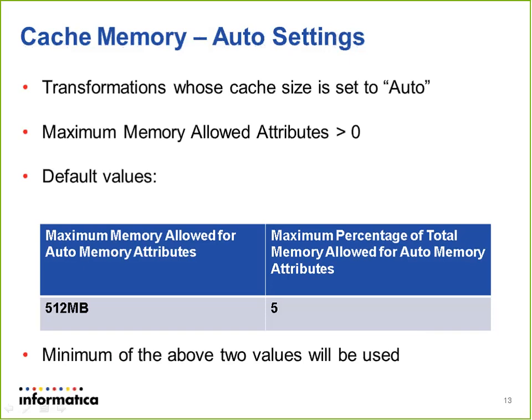You may have a question why there are two options provided for the cache memory. Because the available memory varies on the system due to other applications or system processes running on the same machine at a given point of time. The integration service bases the percentage value on the total memory during the runtime.